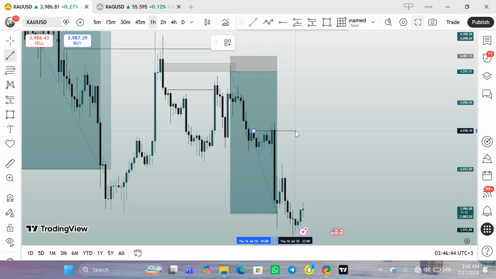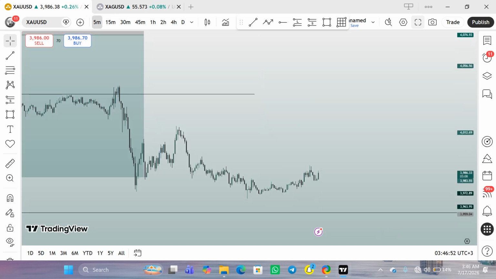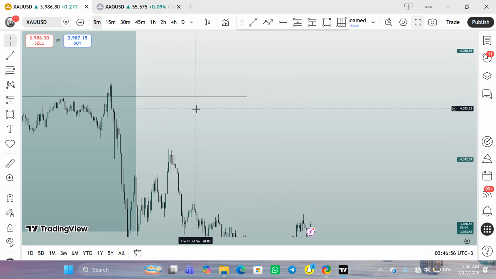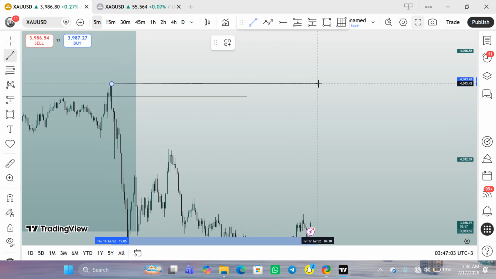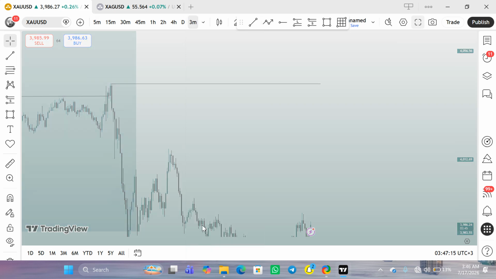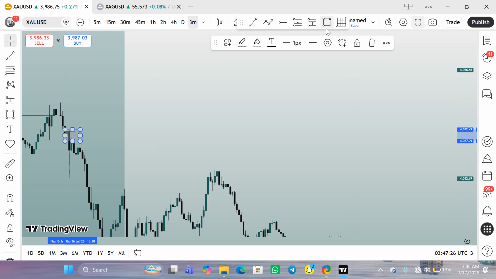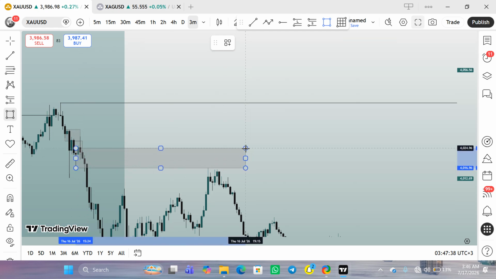This liquidity got taken out. Okay, so now giving me this liquidity block. Okay, now this is where price is buying from. I mean selling from, sorry. You can see now this is my trap. Okay, price is just respecting this high.